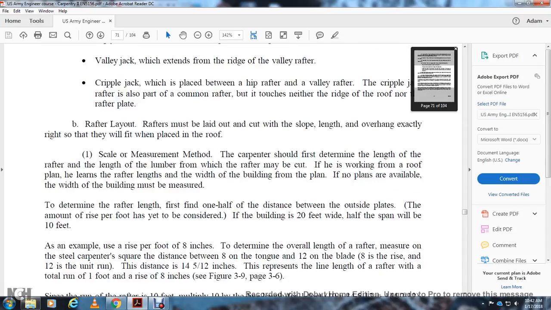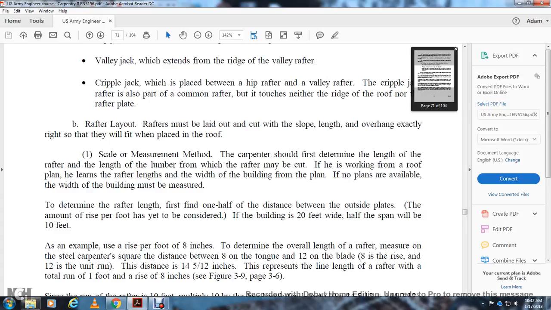Rafters must be laid out and cut to the slope and length of the overhang exactly right so that they will fit when placed on the roof. Scale and measurement method. The carpenter shall determine the length of the rafter and the length of the lumber from which the rafter may be cut.